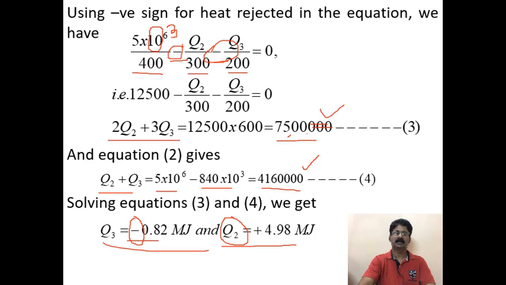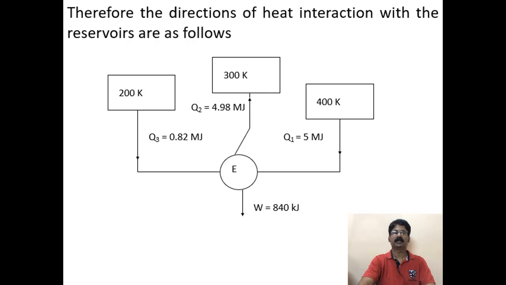That means you have to change the direction of Q3. You assumed negative, so you should get a positive answer. But if you get a negative answer, that means your assumed direction has to change. This is how you have to change the directions. In fact we assumed both are rejected, but now we proved that only Q2 is being rejected. The arrow mark remains the same, whereas for Q3 I am reversing the arrow mark because I got negative. So this is how you have to complete the problem.